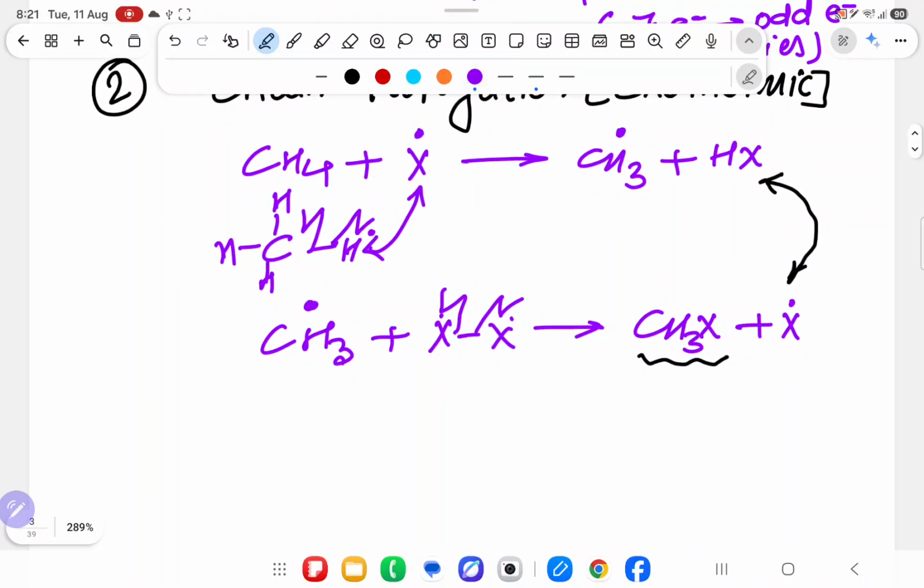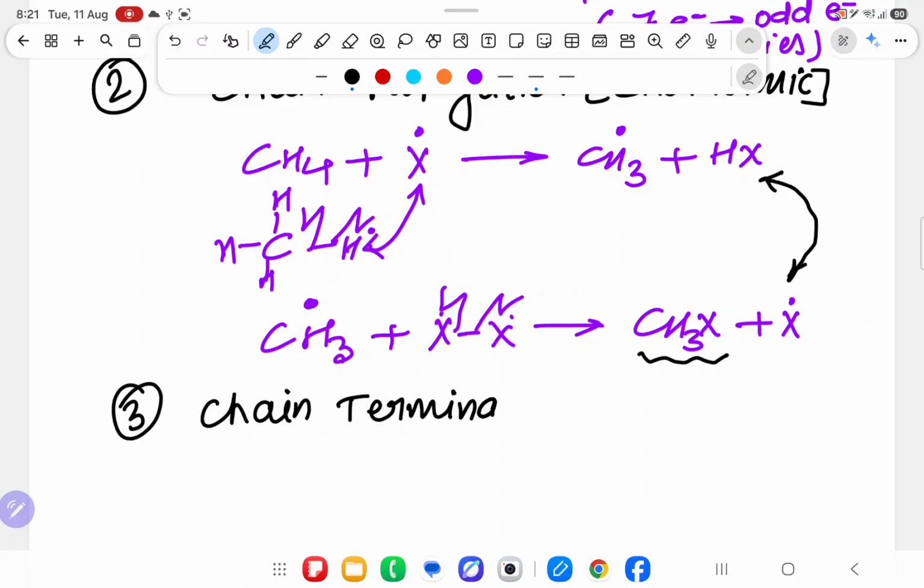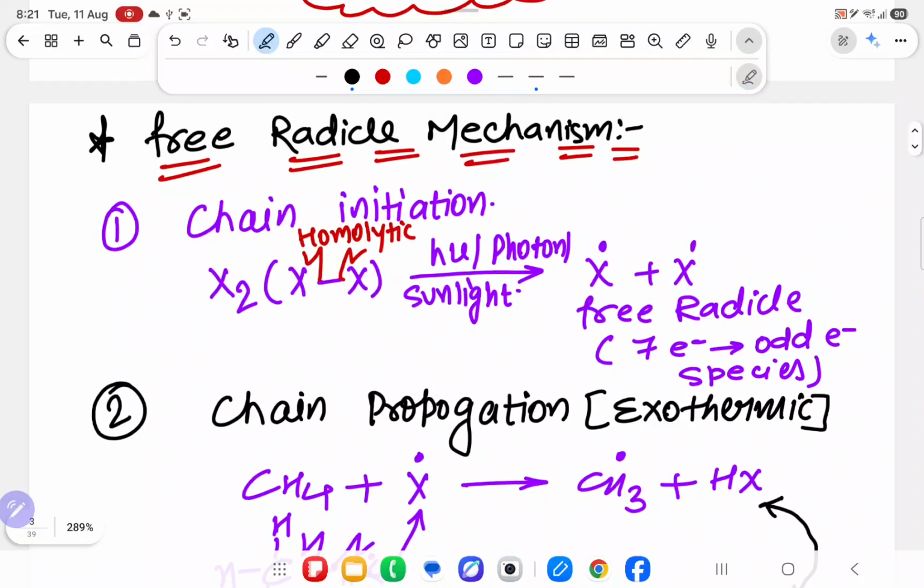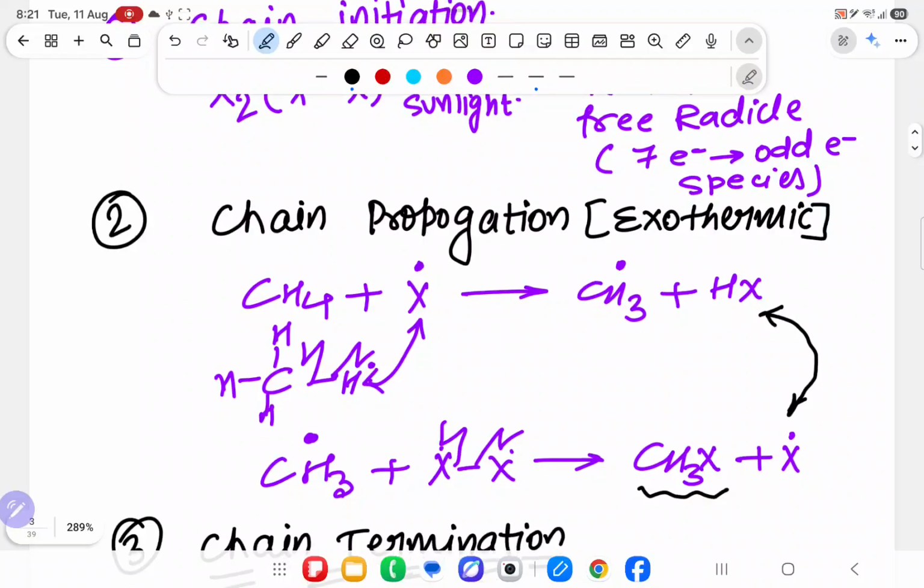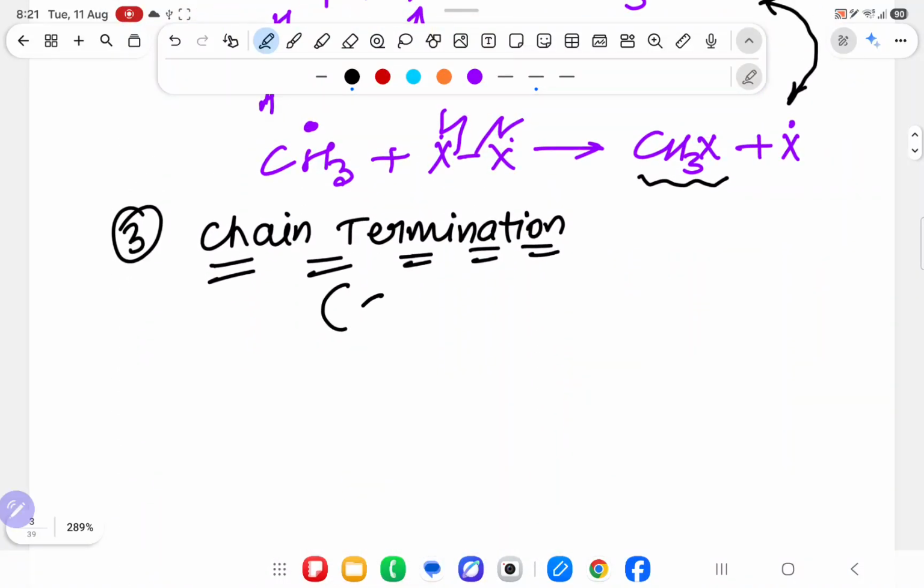Once it is converted, we go to the third step, which is known as chain termination. This is the fixed step that you have to know. Understood? Chain termination means you have to check. In the first step, I got X dot. In the second step, X dot and one more dot, CH3 dot. It means how many dots have we got? One dot is CH3 dot, and one dot is X dot.